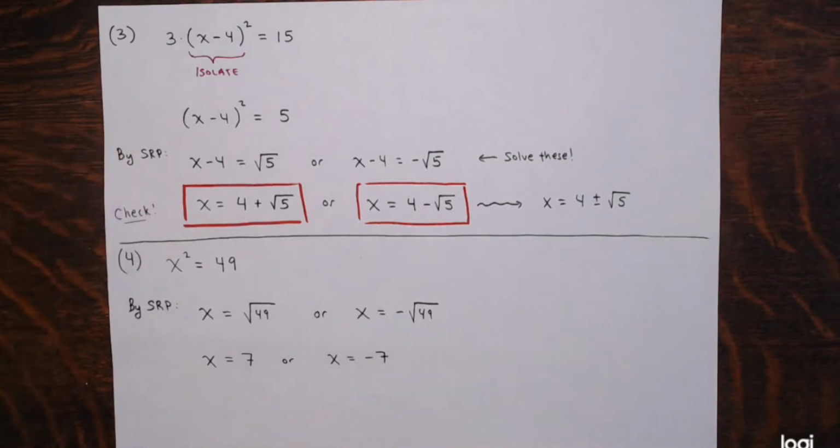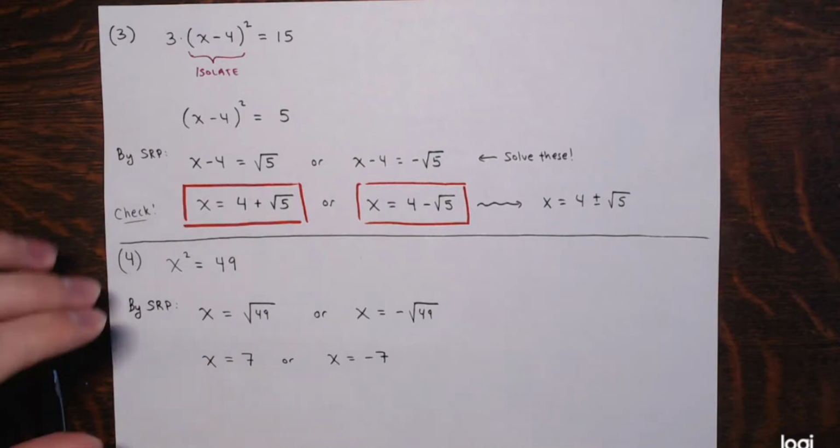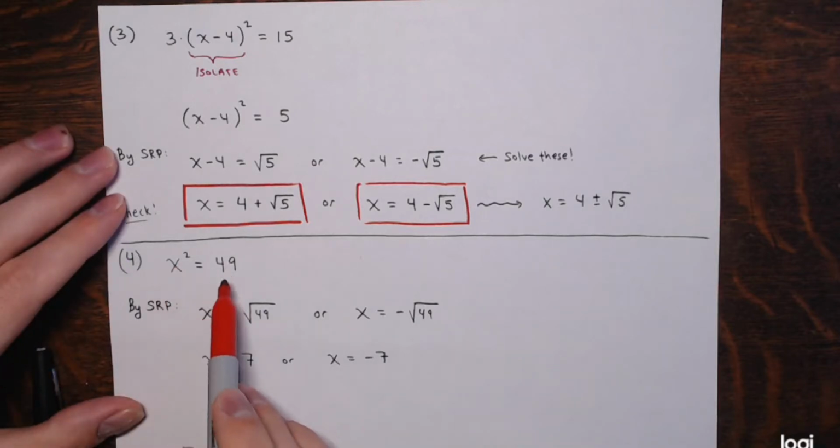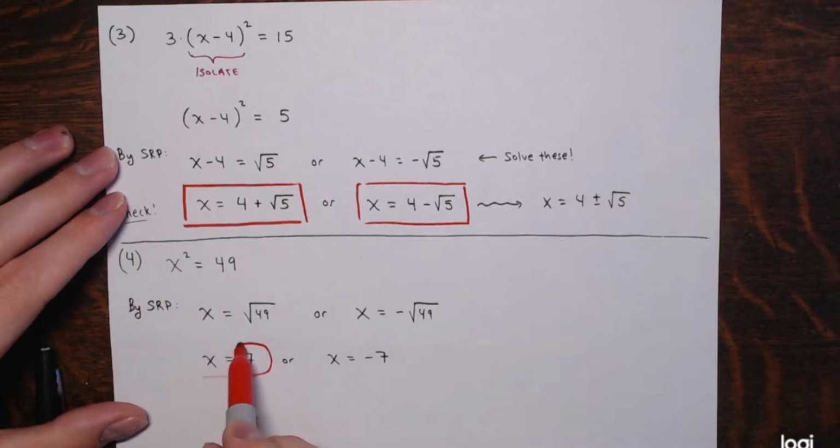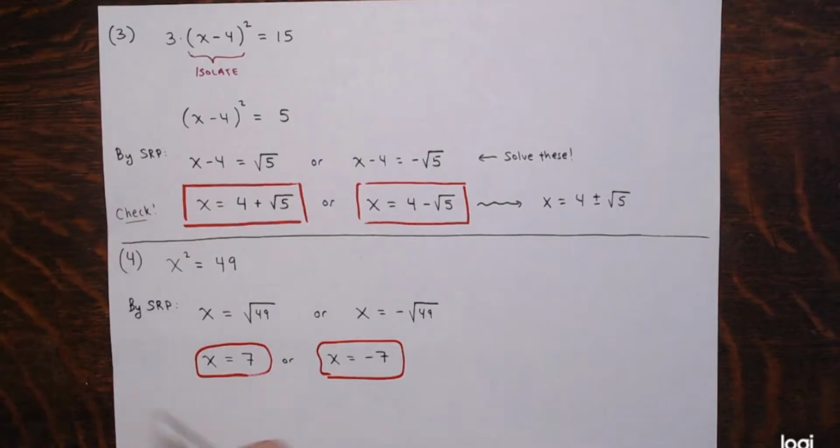And both of these work. This is very clear, this one. 7 squared is 49. Negative 7 squared is also 49, right? So don't forget to check your solutions. I'll put a little check mark next to these. I checked them. Great.